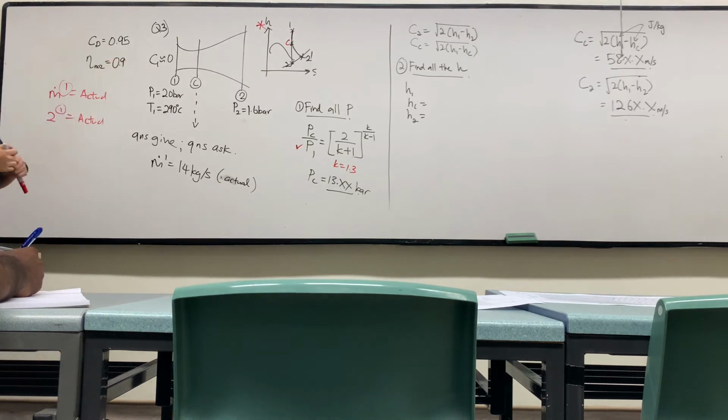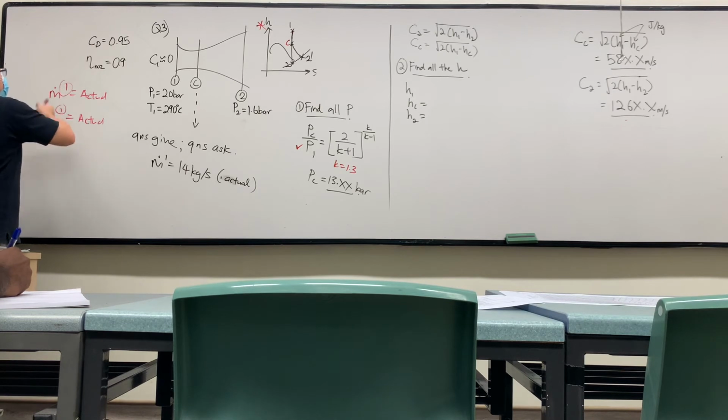Okay, I'll talk about this later. Coefficient of discharge is 0.95, nozzle efficiency is 0.9. There's actually a formula for this. I'll just write it aside first, we will deal with it later.